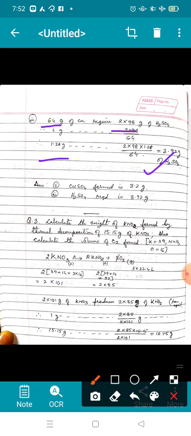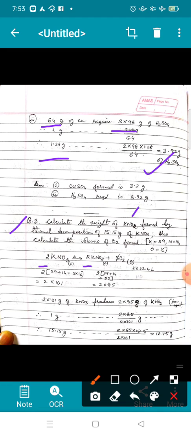Let us see how we can relate the volume also. To understand that, let us look at question number 3. Calculate the weight of KNO2 formed by thermal decomposition of 15.15 gram of KNO3. Also calculate the volume of oxygen formed. You can understand by reading the question that your reactant is KNO3, and when you heat KNO3, the two products formed are KNO2 and O2. It's very clear by reading the question only. Once you understand the reactants and the products, you balance the equation. So it is 2 KNO3 giving you 2 KNO2 and 1 O2.